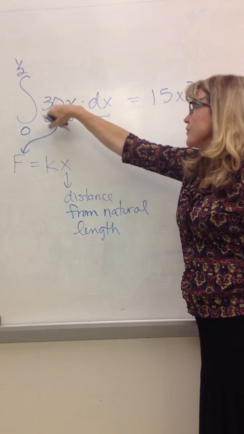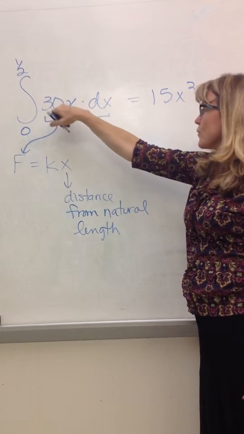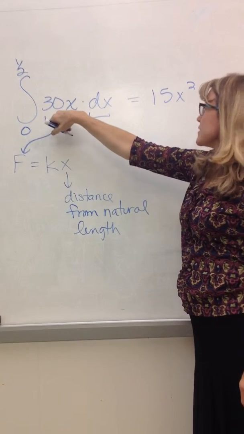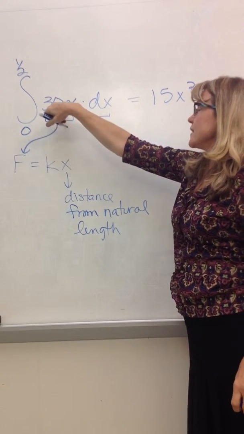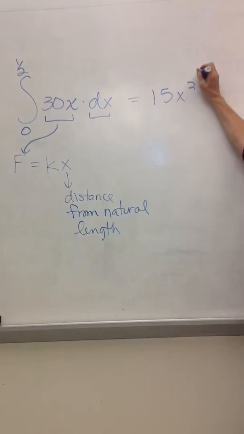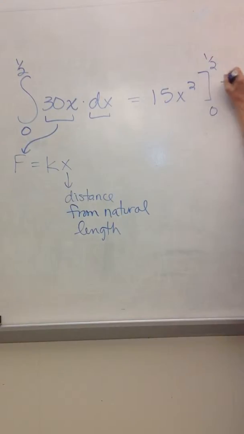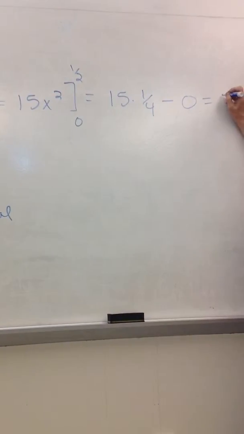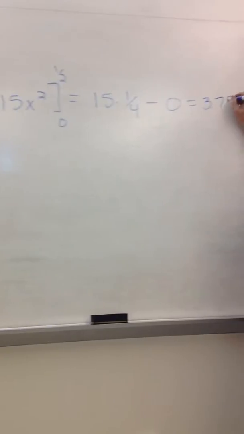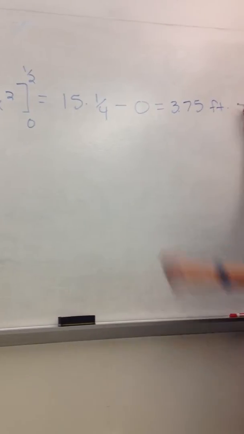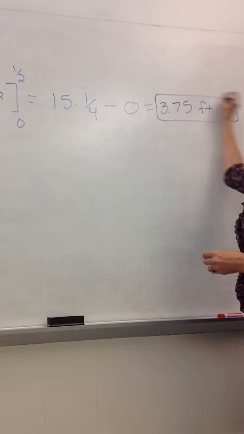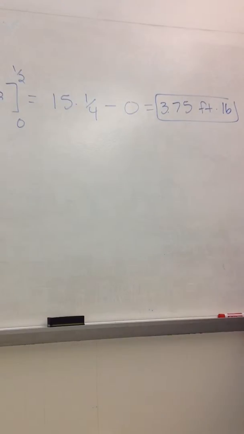Again, the area under this curve is equivalent to the work we're trying to find. So the fundamental theorem of calculus tells me I can take the antiderivative of this and plug in my limits. The antiderivative of 30x is 15x squared. And so I get 15 times 1/4 minus 0. And what is that? 3.75, yeah. And I changed the inches to feet, so it's foot pounds. Right, so 3.75 foot pounds.